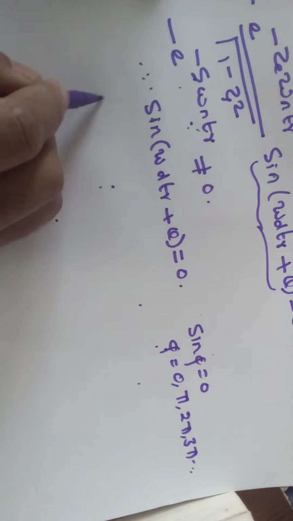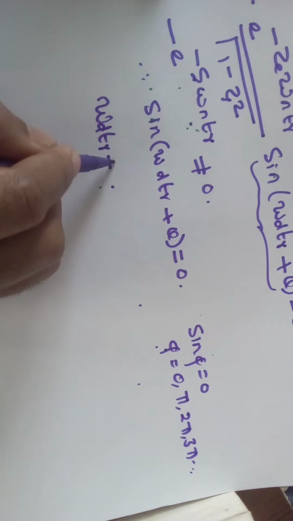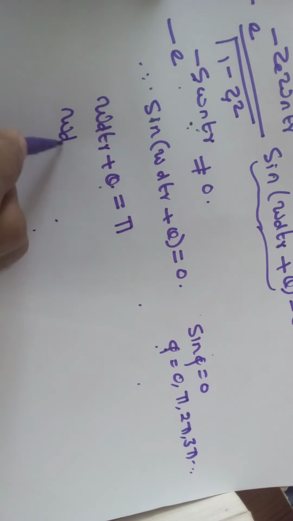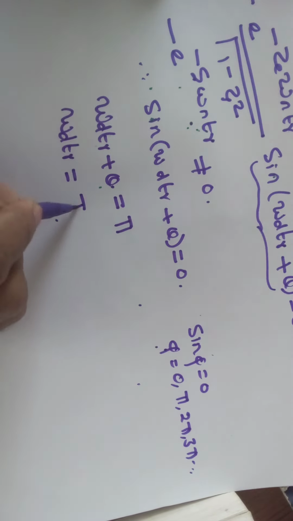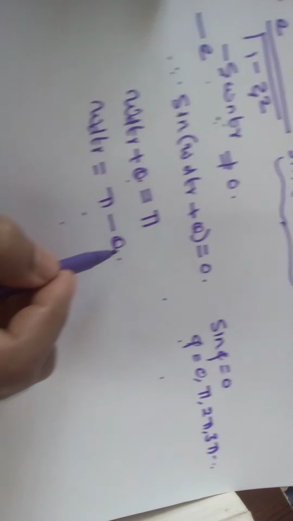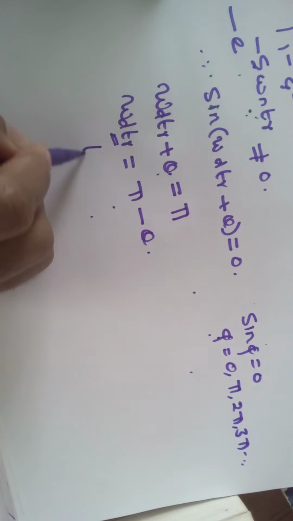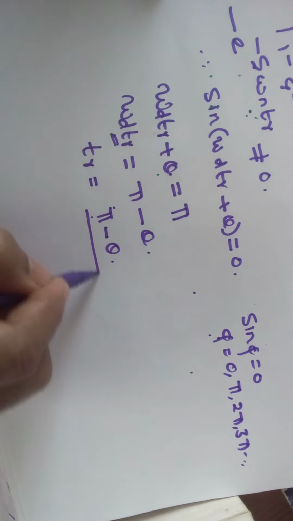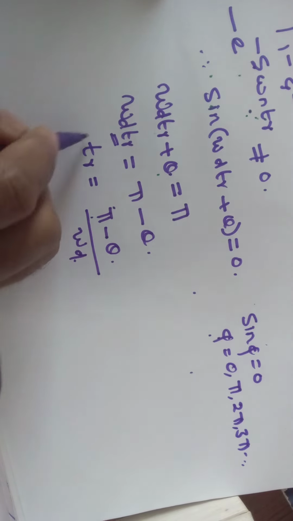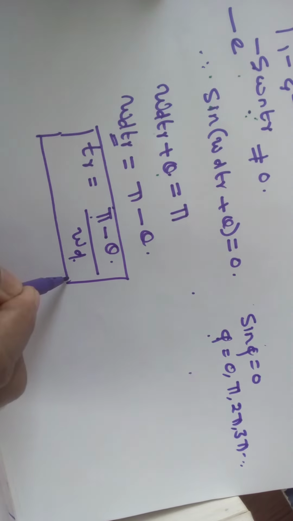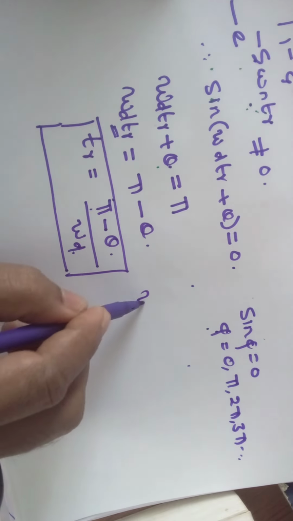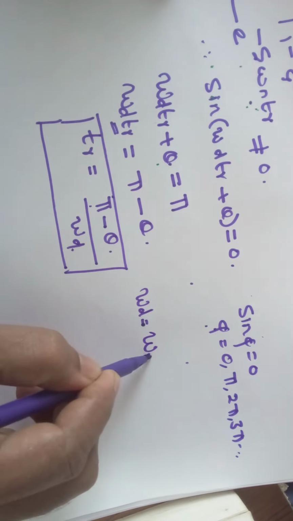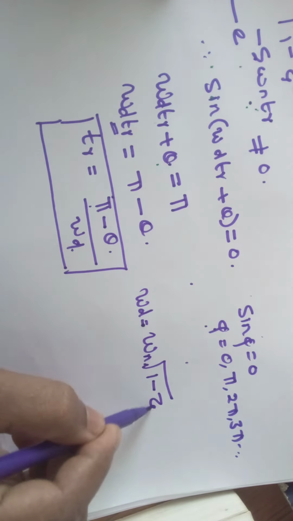Therefore, we can write omega d tr plus theta is equal to pi, or omega d tr is equal to pi minus theta. We need just tr. Therefore, your rise time tr is equal to pi minus theta divided by omega d. Already you know the formula for omega d, right? Omega d is equal to omega n into square root of 1 minus zeta square.